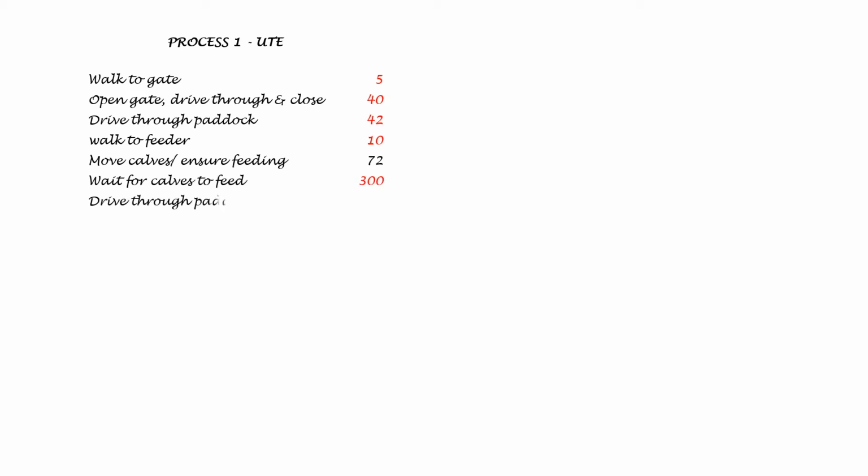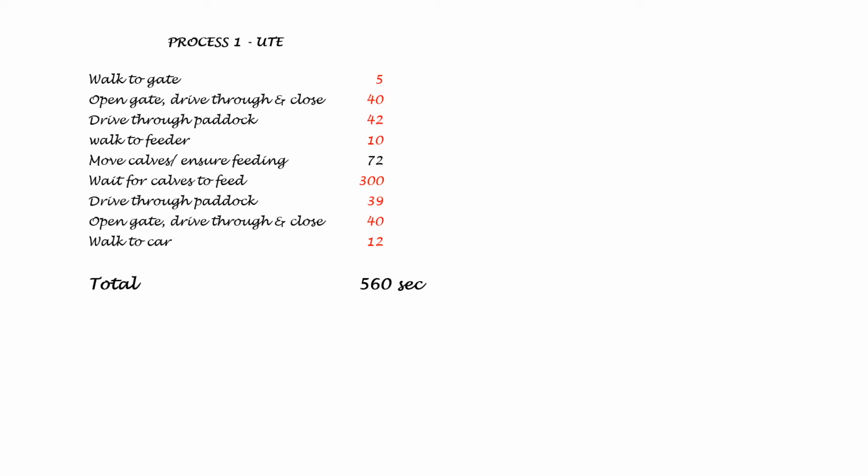Let's have a look at the time breakdown of each of these processes. So with the ute process, this is the breakdown of all the activities that had to be done for that particular process. And the red times here are non-value-added elements of this process, and the black times are value-added elements of this process. So if you look at the breakdown, there's a lot of red and a couple of black things. In total, that first process took 560 seconds.